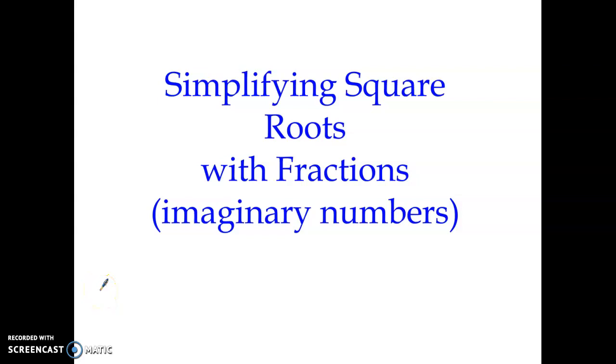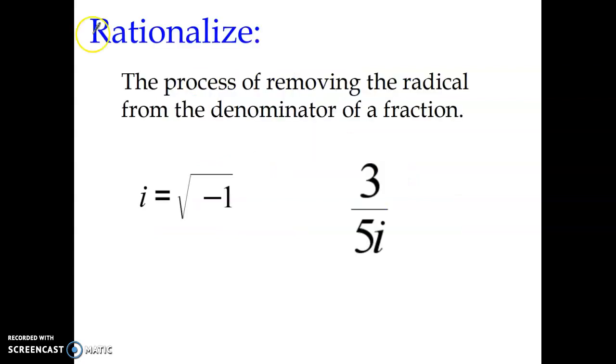All right, in this video, we're going to look at simplifying square roots with fractions. Only in this video, we're going to focus on imaginary numbers. The last video we did was simplifying square roots with fractions. We focused on real numbers, and in this one, we're going to focus on those imaginary numbers. Some things are the same.